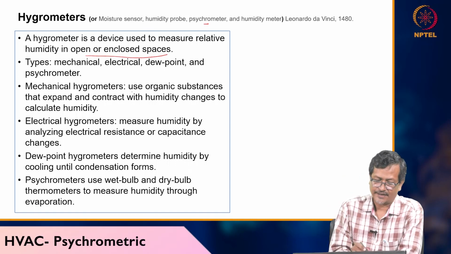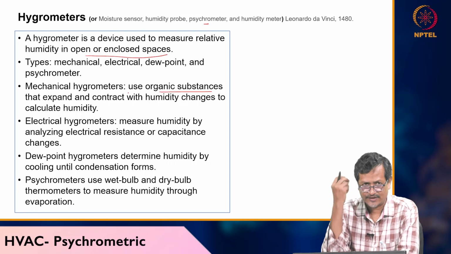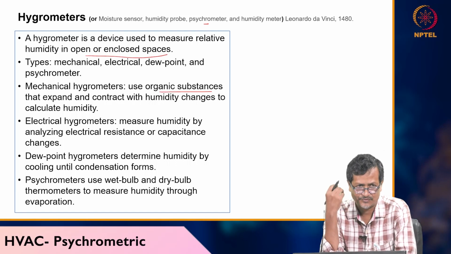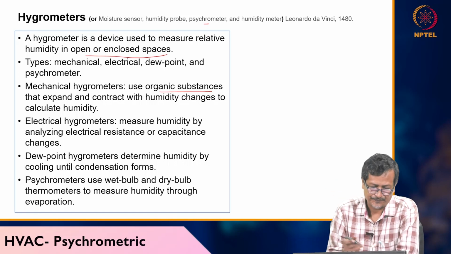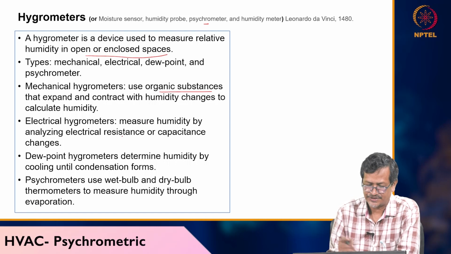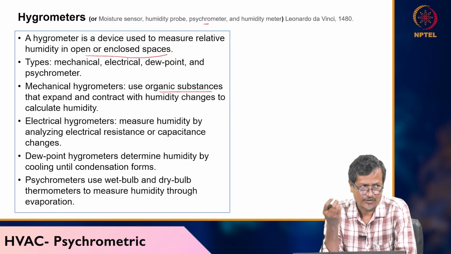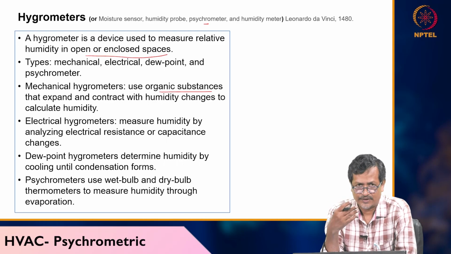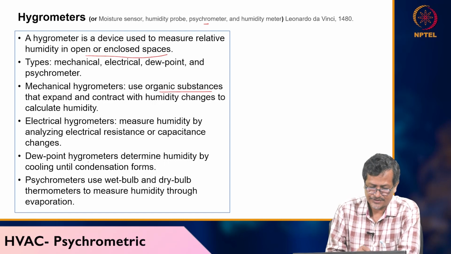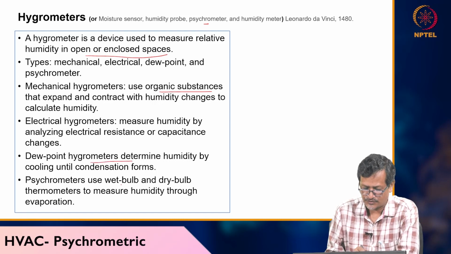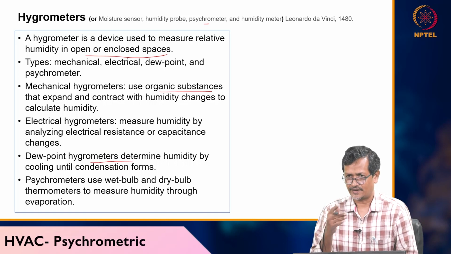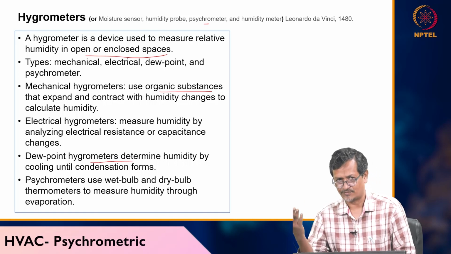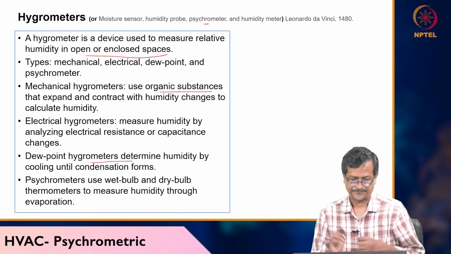In a mechanical hygrometer, an organic substance like human hair can also be used. With water content, human hair changes its length. Electrical hygrometry is also there; it changes the resistance property of a wire. That way you can measure humidity content in air. Another is the dew point hygrometer, and psychrometers are used to find wet bulb and dry bulb temperature. If you know the relative humidity and your dry bulb temperature, then you can work out your wet bulb temperature also.